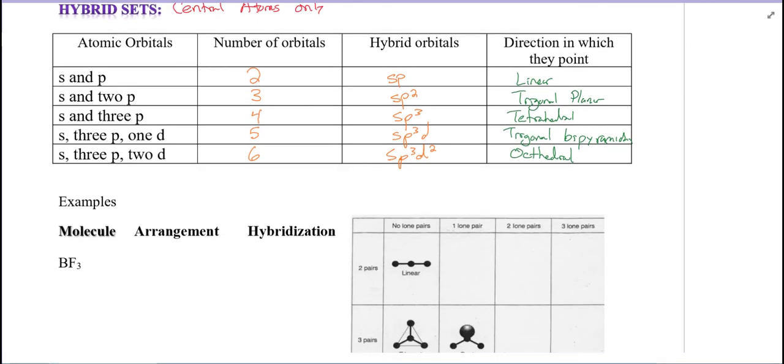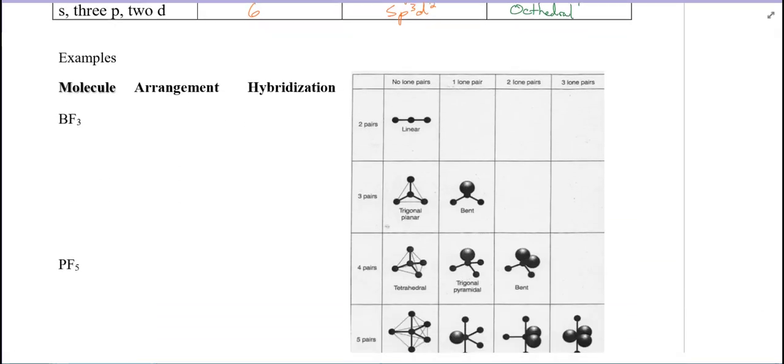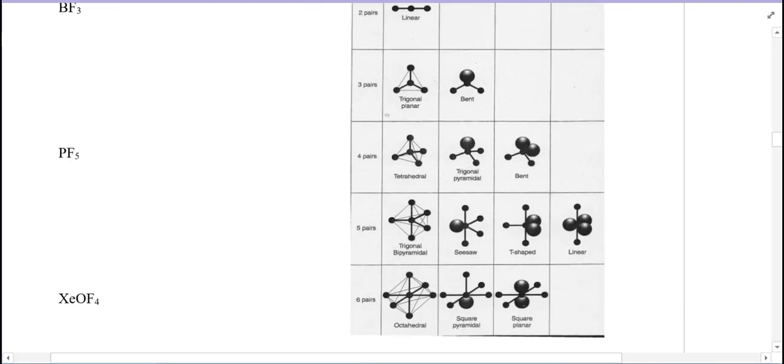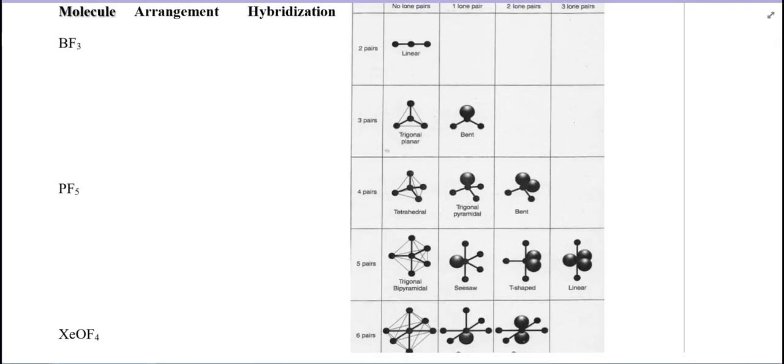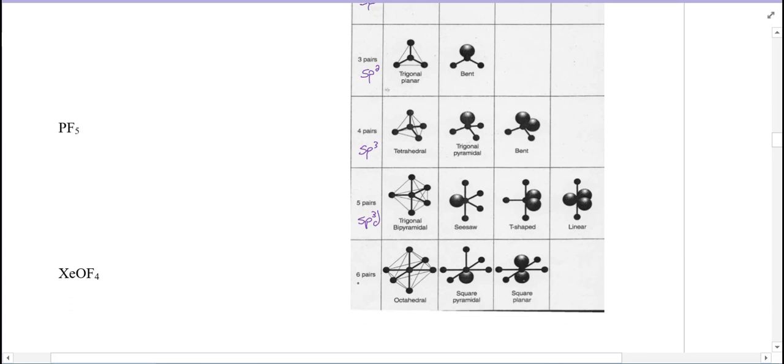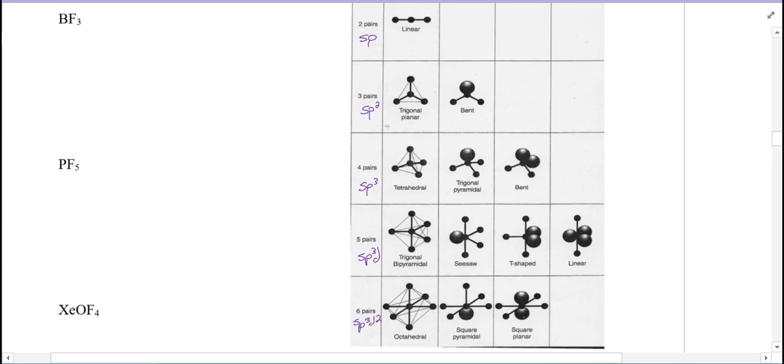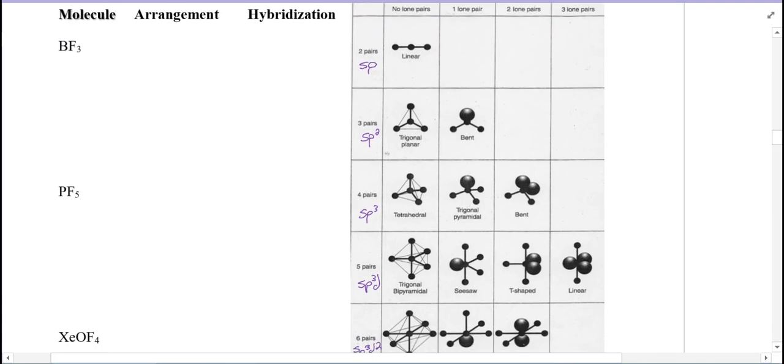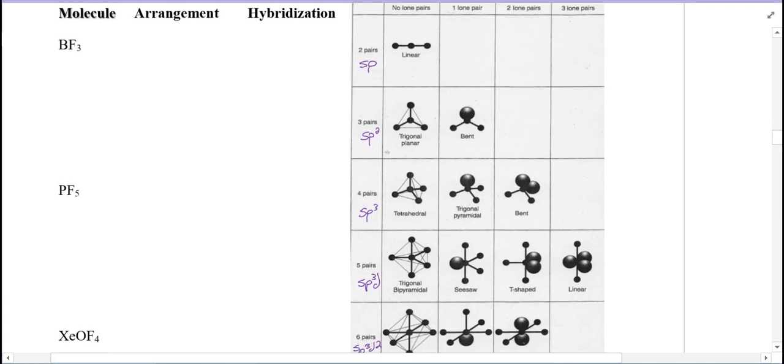Examples. So we have this chart, by the way. I forgot about the chart. I always do this. sp, sp2, sp3, sp3d, and finally sp3d2 for octahedral.